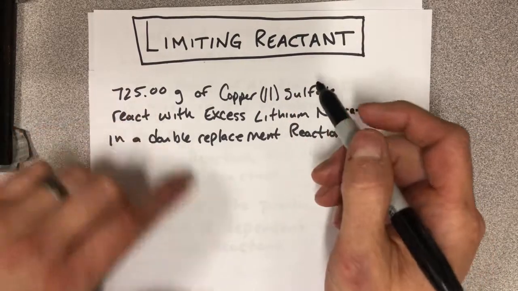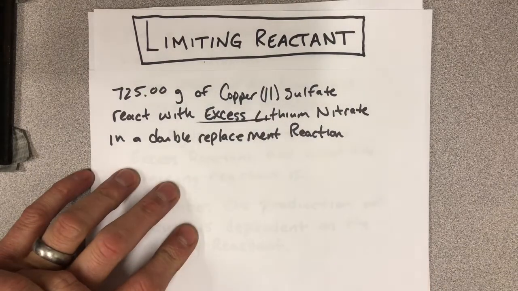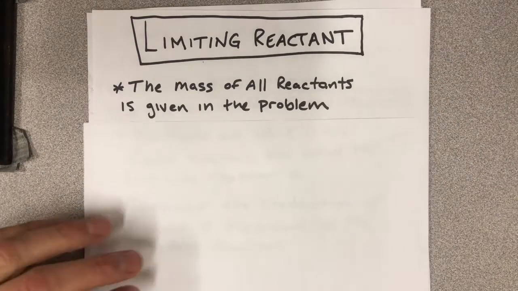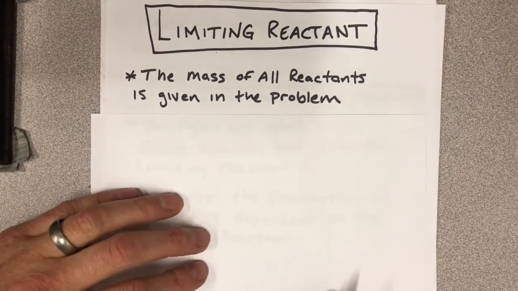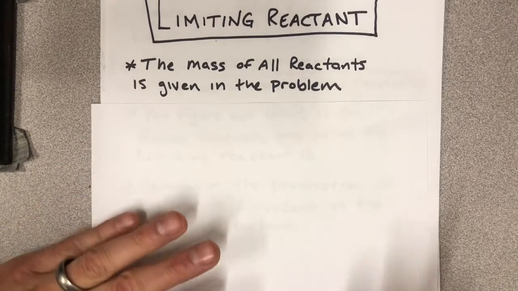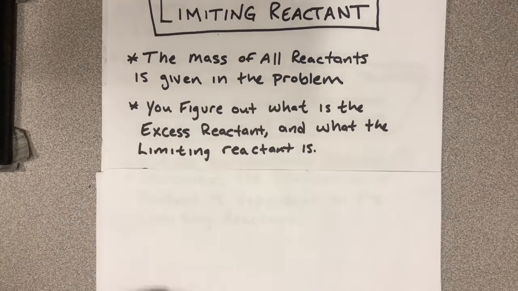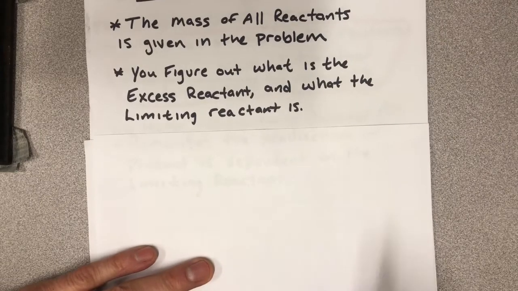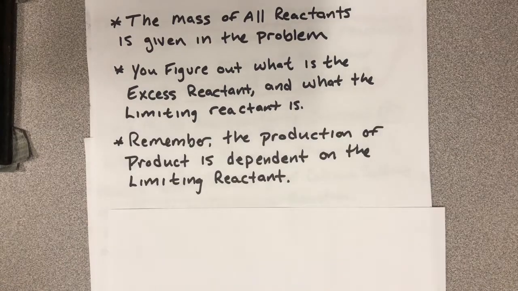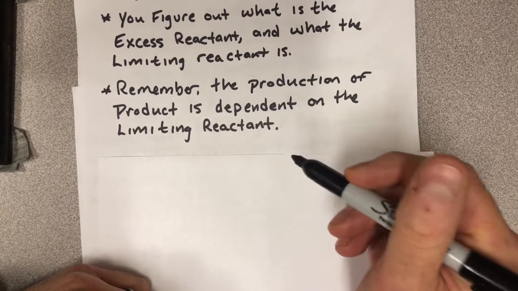It's just that limiting reactant is a little bit different because we're not given a defined excess reactant. We actually have to find that. So in a limiting reactant problem, the mass of the reactants is given. All of the reactants, usually there's only two of them, but if there are more, all of the masses are given. You have to figure out what the excess reactant is and what the limiting reactant is, because the production of any product is totally dependent on the limiting reactant.